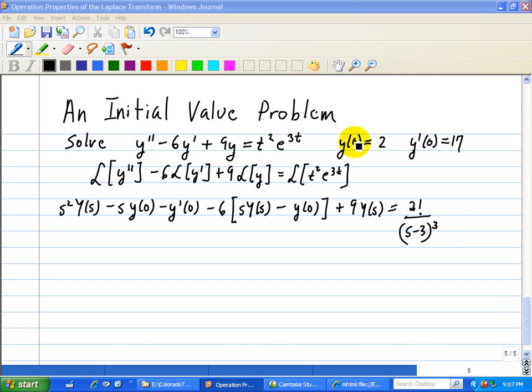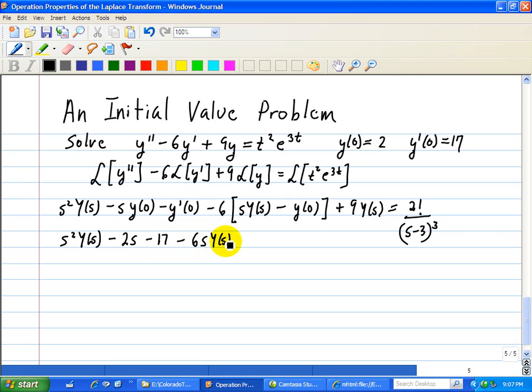Now let's substitute the initial values here. We have s squared Y of s minus 2s, where y of 0 is equal to 2, minus y prime of 0, which is 17, minus 6s Y of s, minus, minus is a plus 6 y of 0, or plus 12, plus 9 Y of s.